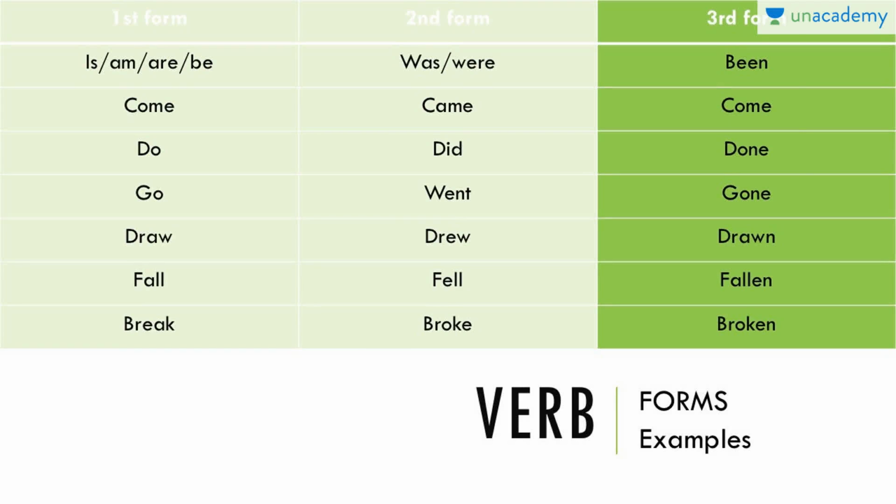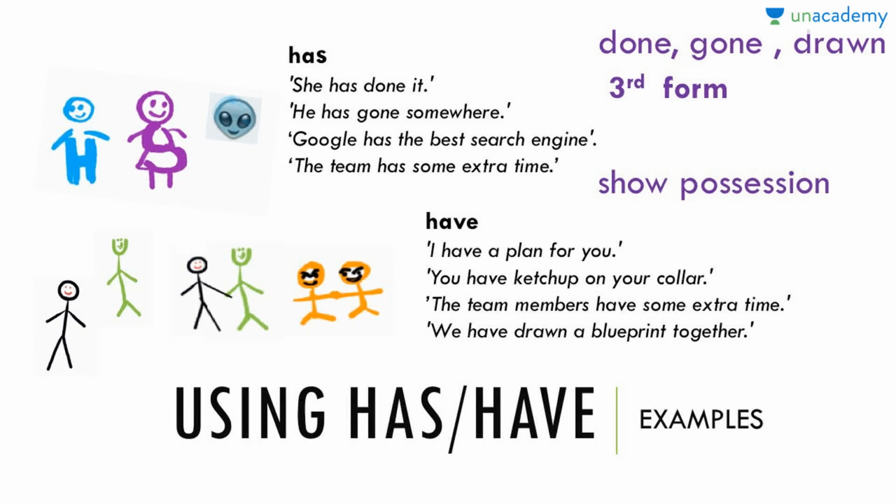Now we come to the third form of the verb. Now the third form is a little special because in this case, for example, just read these out: been, come, done, gone, drawn, fallen, broken. In this case, we'll actually add either a has or we'll add a have.